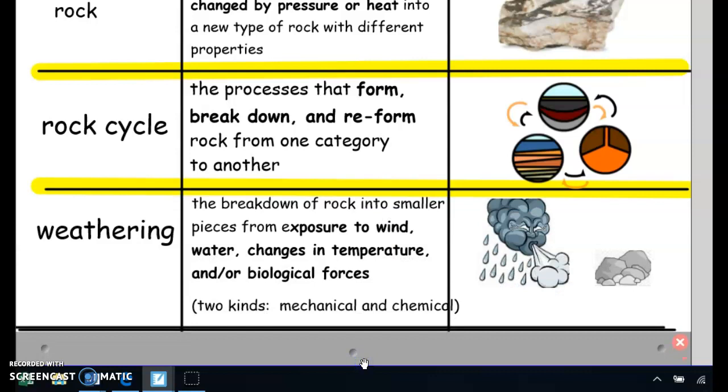And the last one for this screen is the word weathering. Now, I think you probably heard weathering and erosion last year. They go hand in hand. Weathering is the breaking down of rock into smaller pieces from exposure to wind, water, changes in temperature, and or biological forces. There's two kinds, and we're going to talk about mechanical and chemical. We'll be actually doing our lab about mechanical weathering next week.